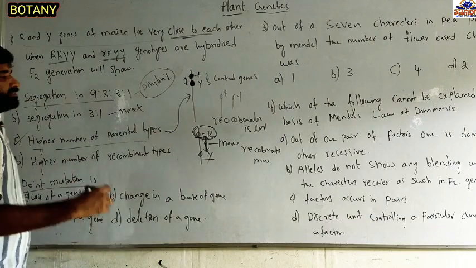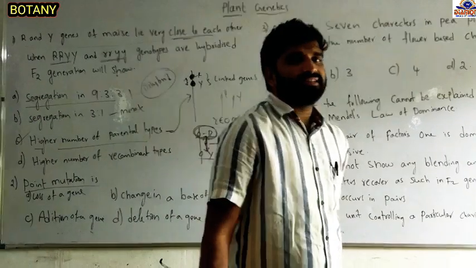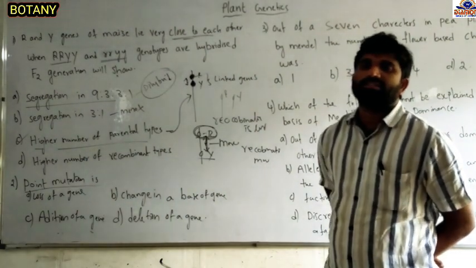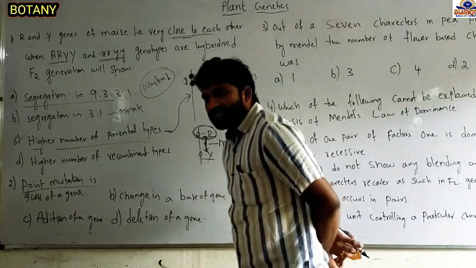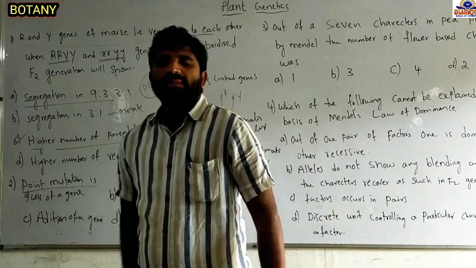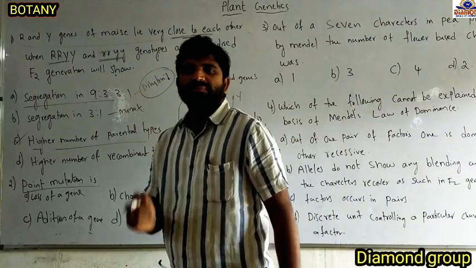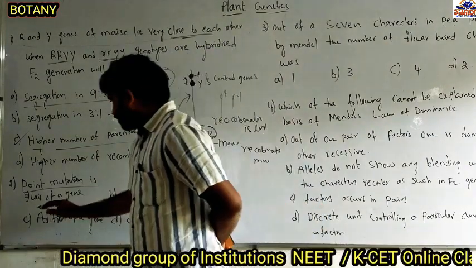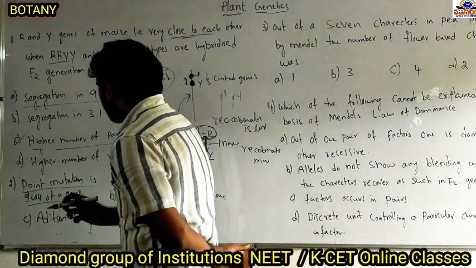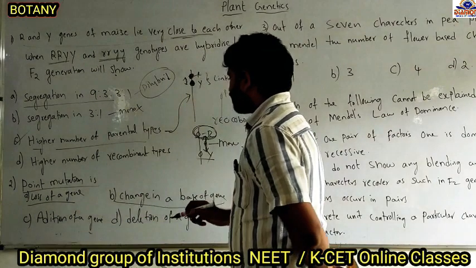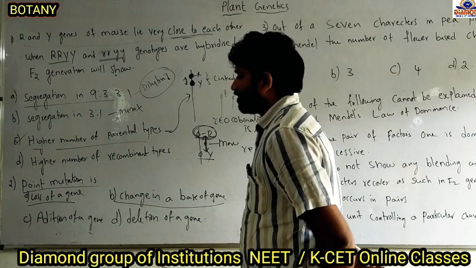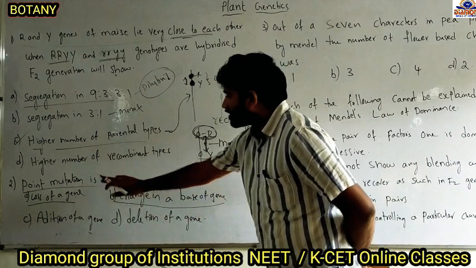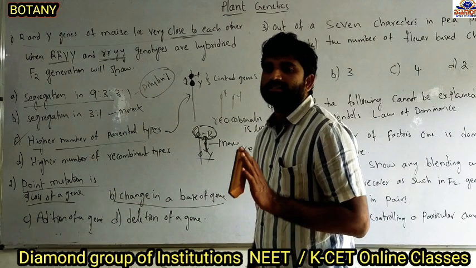Mutation is a change in the gene sequence. A sudden change of the gene sequence is called a mutation. When the sudden change happens by the changing of a single nitrogen base or single nucleotide, it's called a point mutation. Now they have given the options: loss of a gene, change in a base of a gene, addition of a gene, and deletion of a gene. Addition, deletion and loss of genes are all referred to as mutations.